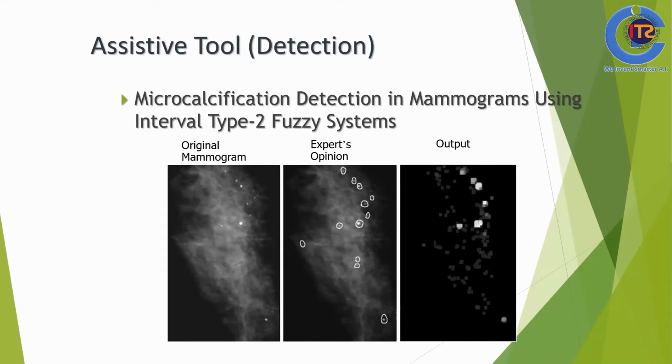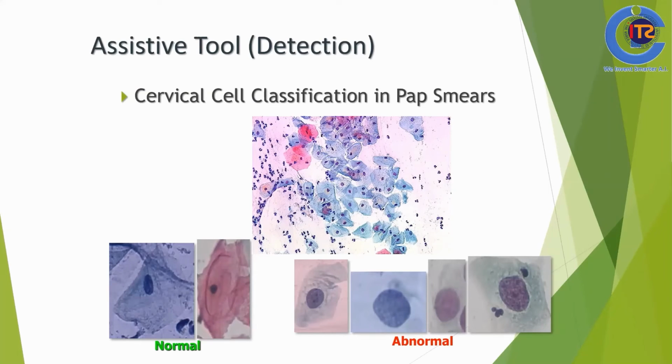For the assistive tool for the detection of early signs of cancer, for example, for breast cancer, we would like to detect the so-called microcalcification, which is the tiny deposit of calcium in the breast in the X-ray image. So we achieve that by using fuzzy systems. For the cervical cell classification, we also have the assistive tool to detect cervical cells automatically from the pap smear image.